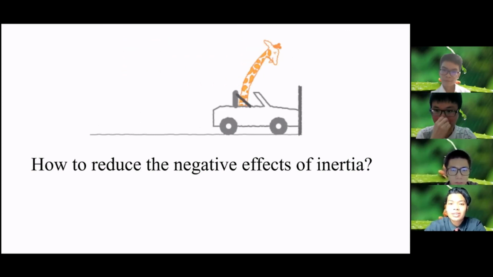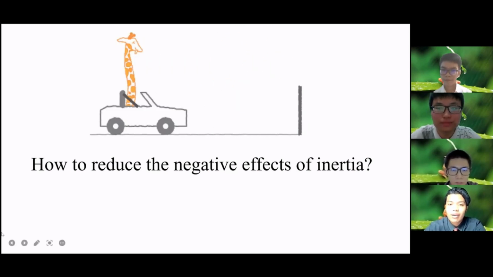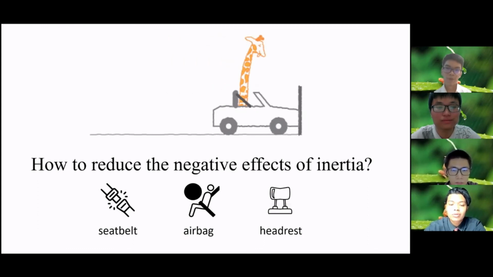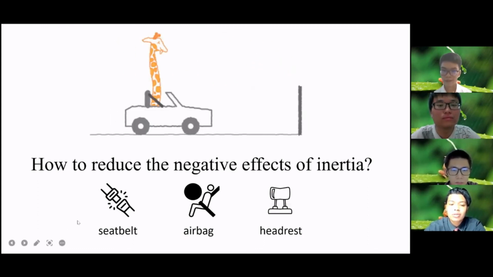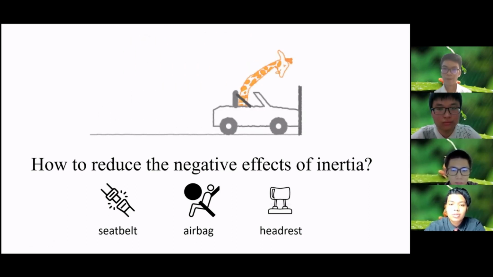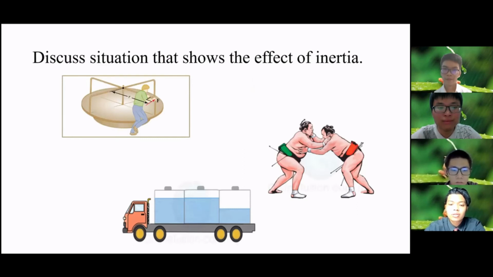Airbags. Okay. Yes, student. To reduce the effects of inertia, we must equip the car with safety seatbelts, airbags, and the last one, head rest. The head rest is also important. Okay, students, I have given two examples of the effects of inertia.